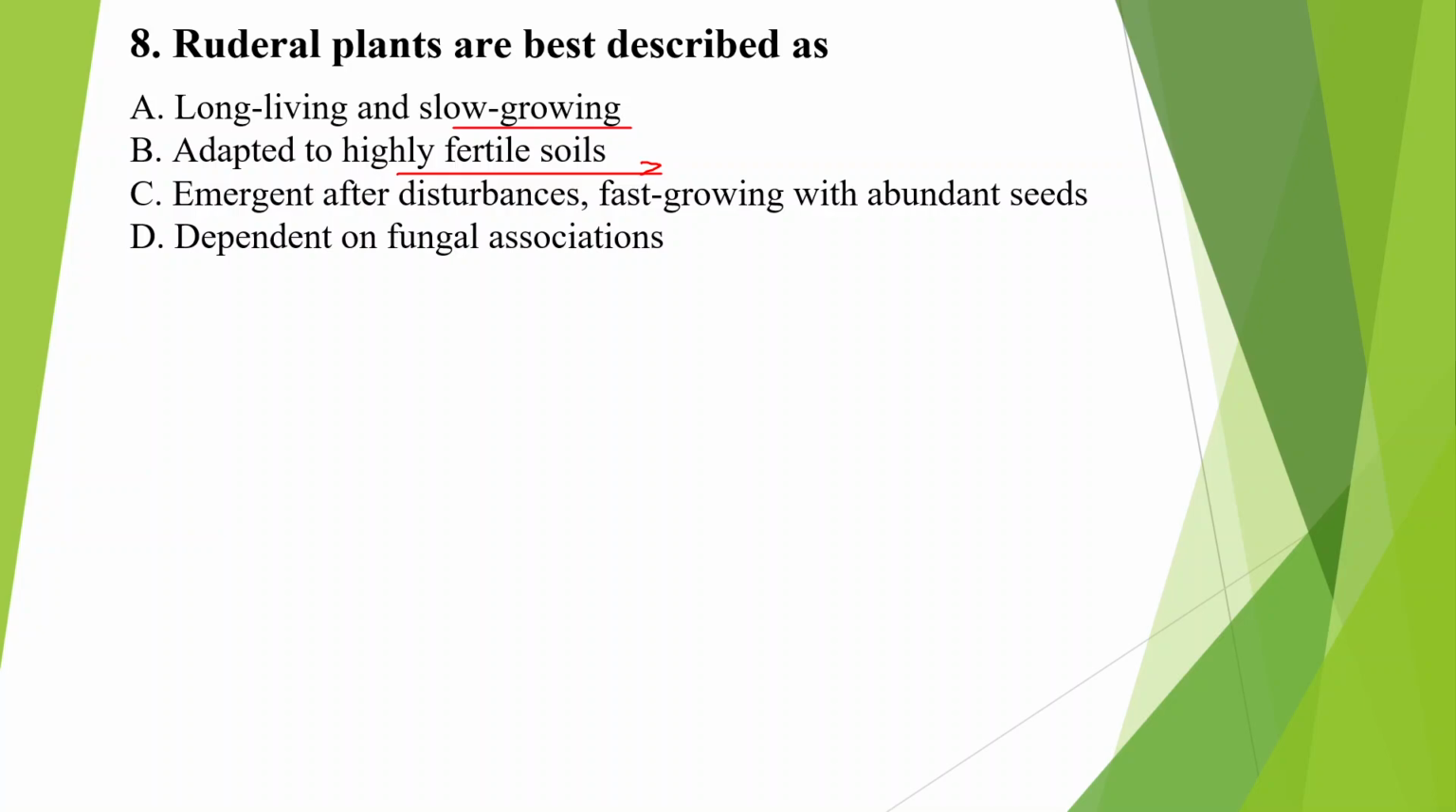So these ruderal or pioneer plants, as we sometimes call them, rapidly colonize disturbed areas, and they reproduce quickly and ensure survival in unstable environments. That's why option C is the correct answer for this question, and the other options are features of other plant traits or plant types. They can be easily discarded. So whoever has marked option C is absolutely correct for question number 8 on the ruderal plants, and the other options are not correct.